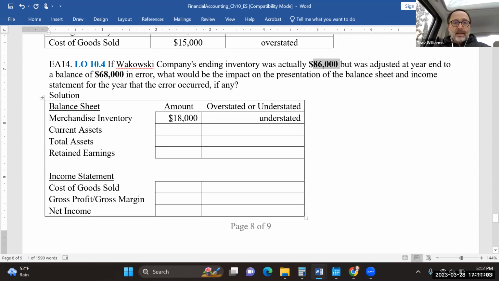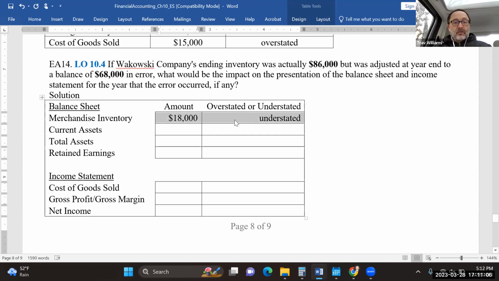Now, merchandise inventory is a current asset. So that means your current assets are also going to be off by 18,000, which means that your total assets are going to be off by 18,000. And your retained earnings will also be off. I'll come back to that one. Now, remember that there's an inverse relationship. As ending inventory goes up, cost of goods sold goes down, and vice versa. So your cost of goods sold is going to be off by 18,000, but it's going to be overstated.